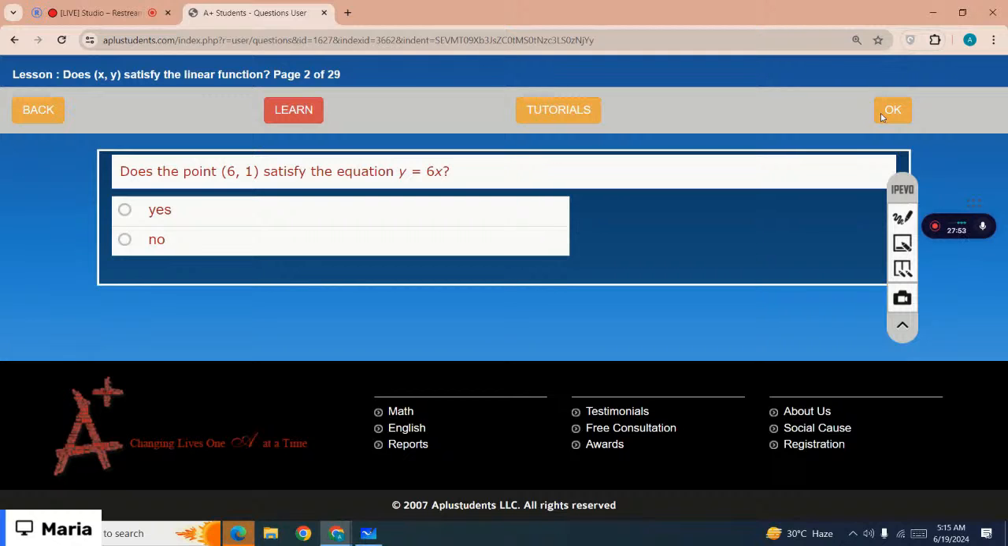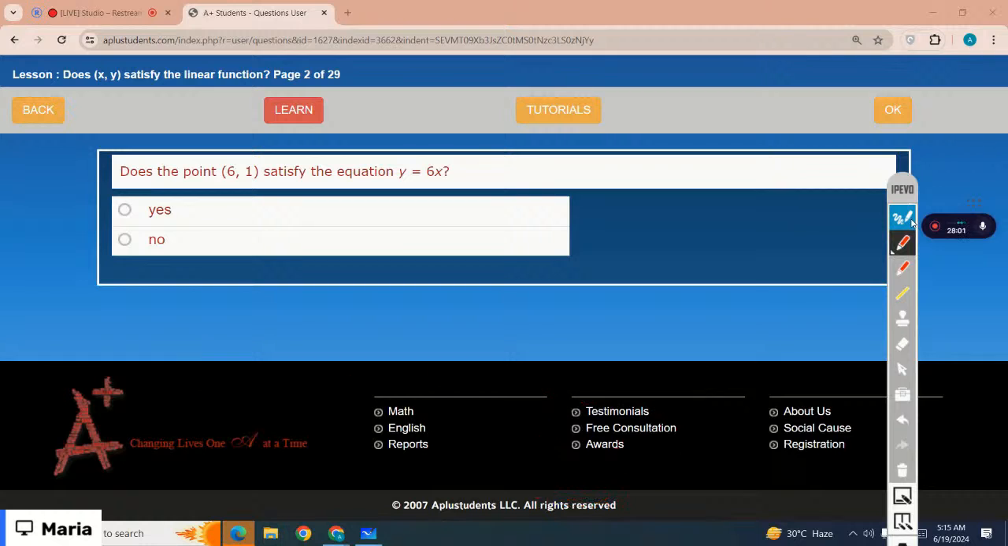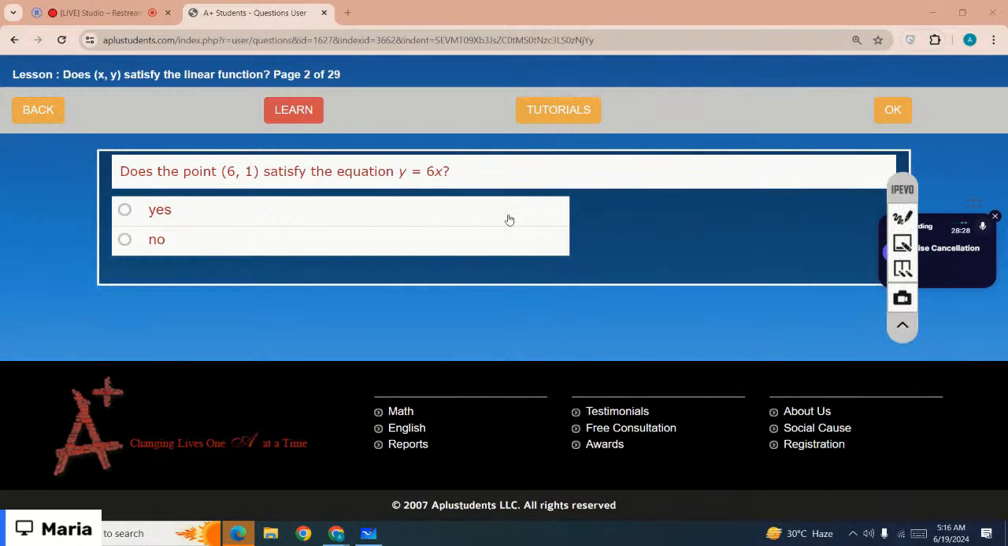Does the point (6, 1) satisfy the equation y equals 6x? So let's just see, right? The first value is always the x value, right? So x is 6 and y is 1. So replace the variables with the values. Y is 1 and x is 6. So 6 times 6 is 36. That is not equal. So the correct option is no, they are not. That means the point (6, 1) does not satisfy the equation y equals 6x.